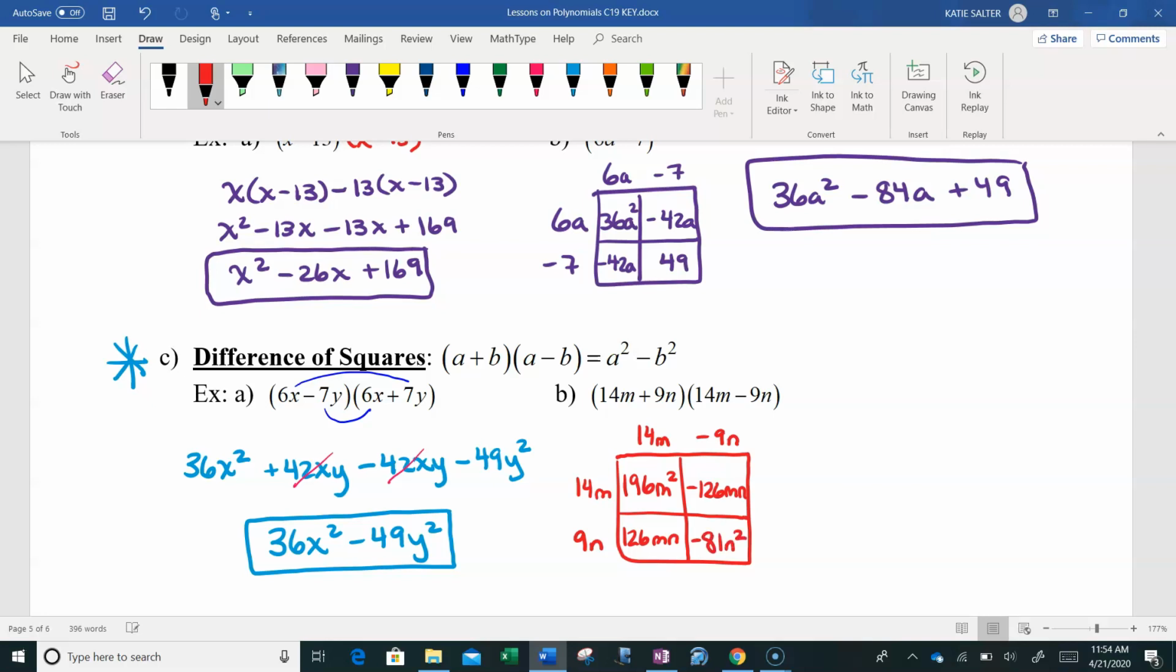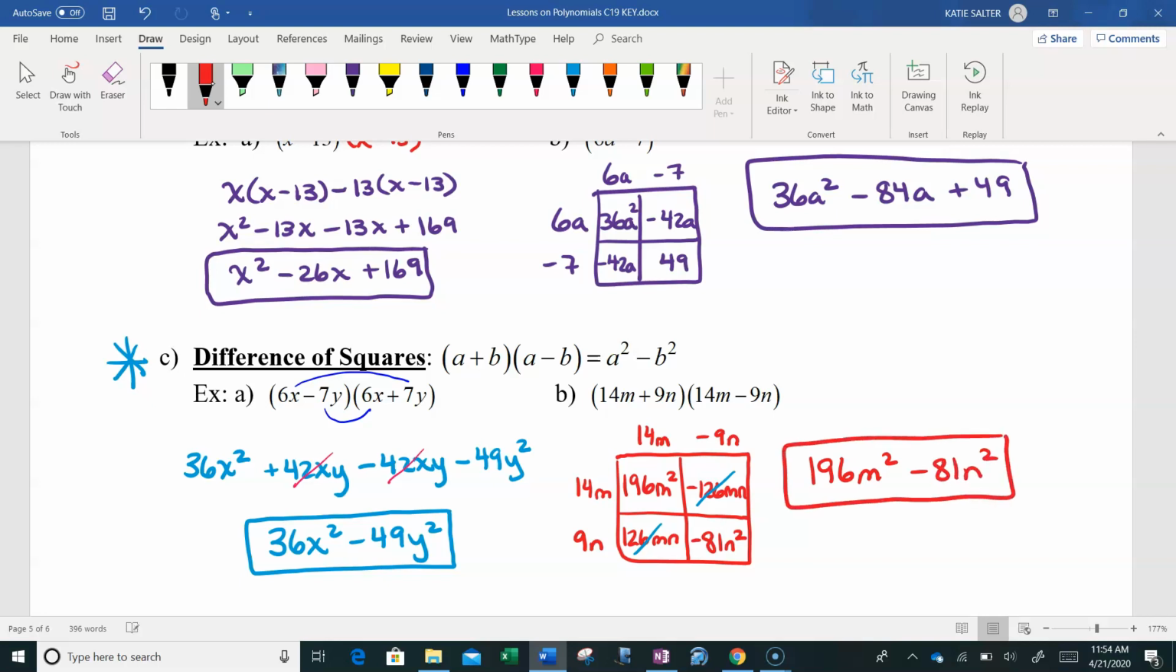So again, you can see right here, we do have like terms, but they're exactly the same. One's positive and one's negative, so they cancel. So our final answer is 196m squared minus 81n squared.